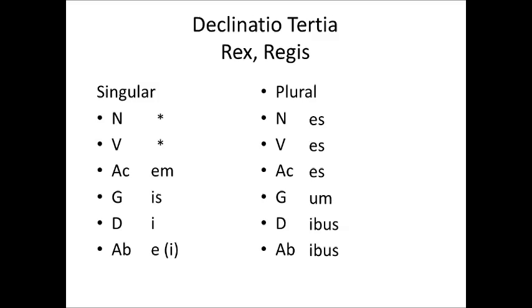So if you want to chant your declension endings, a way to do it is to remember the star at the beginning and just make it an S. And so you can say s, em, is, i, e, es, es, es, um, ibus, ibus. And if you want to make sure you remember that's both nominative and vocative at the beginning, you can make your S a bit longer.